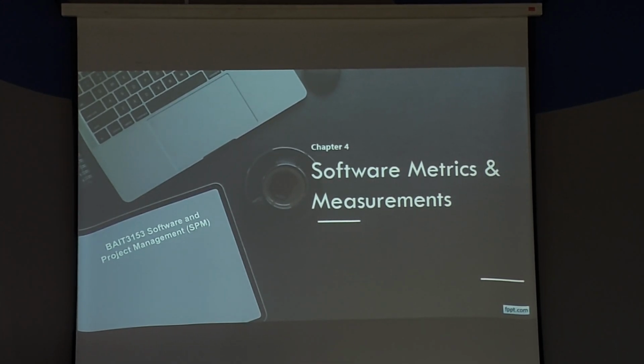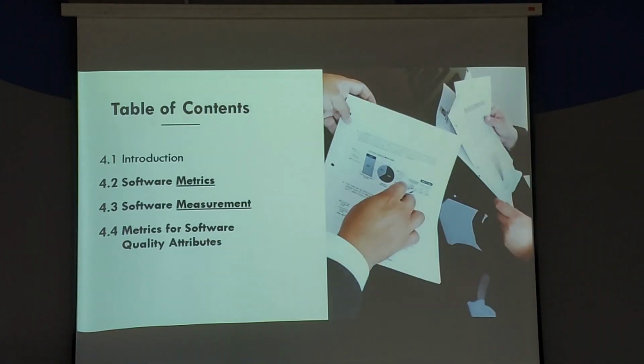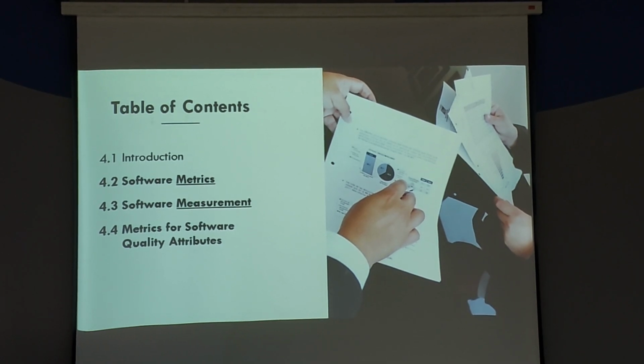Okay, so today you will learn software metrics and measurement. There are 4 parts here: introduction, software metrics, software measurement, and metrics for software quality attributes. So for software quality, you want to know software quality. What are the things that you can measure, so that you know whether quality is good or not?